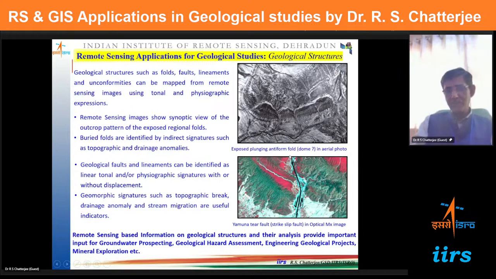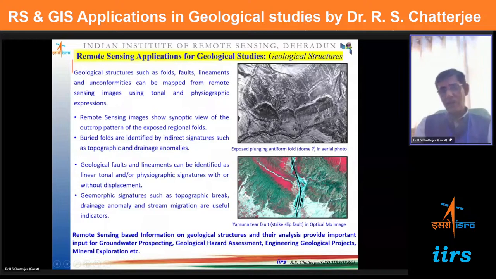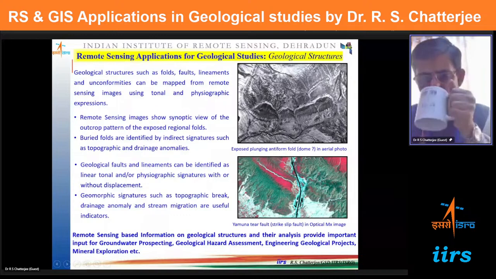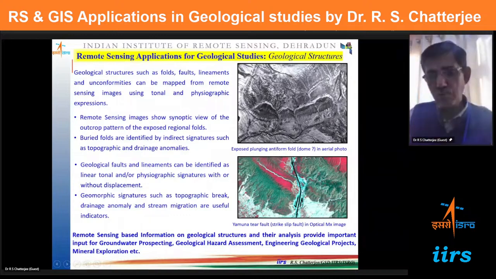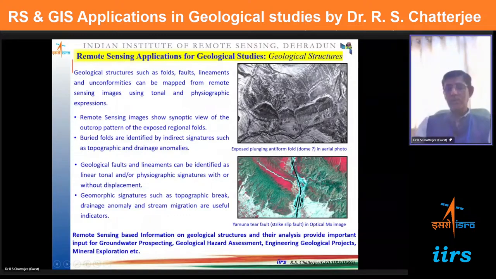Like here you see this particular line which we have shown by two arrows. Okay, this is displaced like this. Okay, these are the Shivalik rocks. In fact, this river is known as the Yamuna River, and this is the Yamuna Tear fault, or basically it is a strike slip fault. So this is the Yamuna Tear fault.